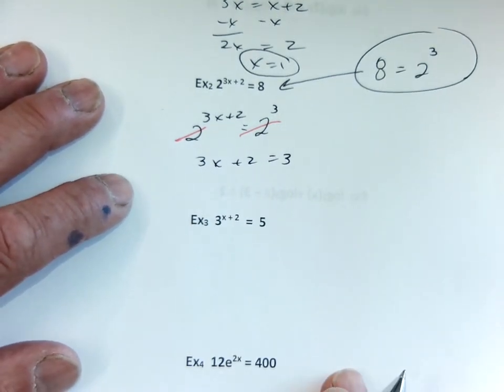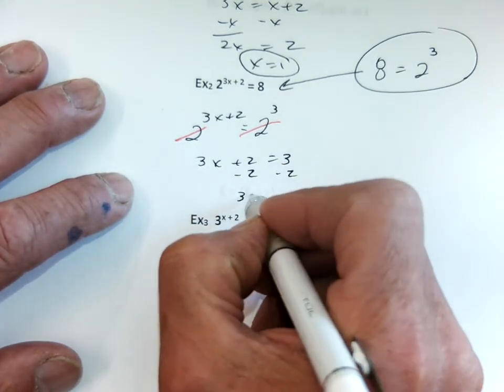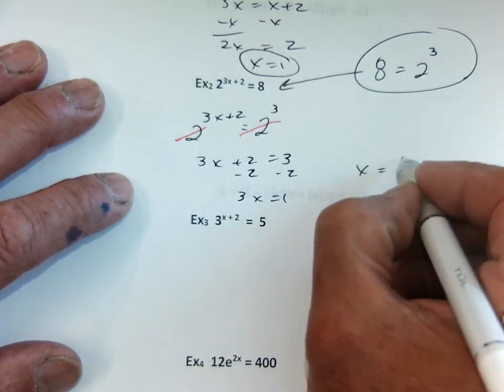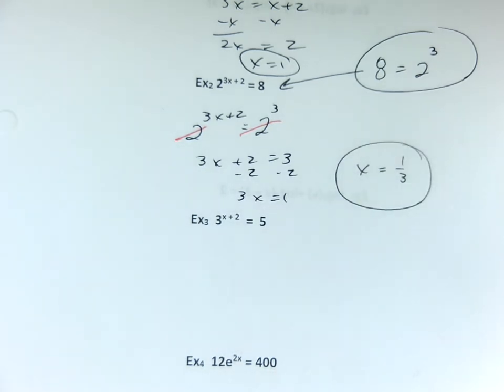And just solve. 3x equals 1. Divide by 3, and x is 1/3. Okay? How am I doing? So if you can make them the same bases, it's pretty easy. Make the same bases, cancel out, and solve for x.